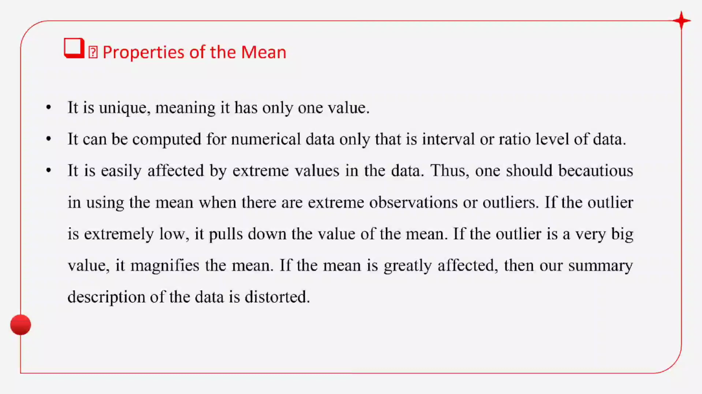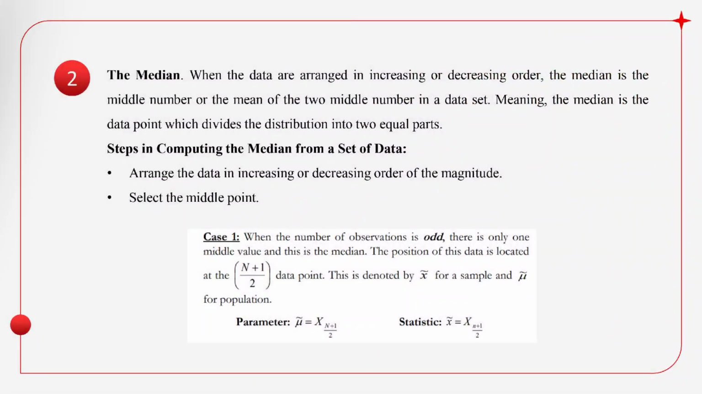If the outlier is extremely low, it pulls down the value of the mean. If the outlier is a very big value, it magnifies the mean. If the mean is greatly affected, then our summary description of the data is distorted. Let us move on to the median.